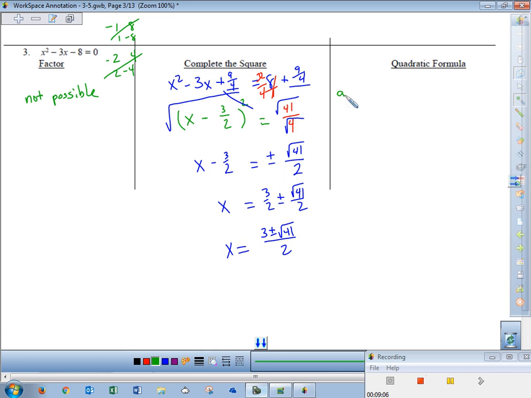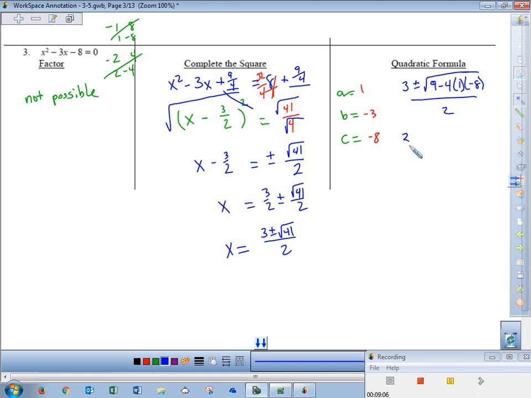So let's try the quadratic formula and realize that it's smooth in this situation. So A is 1, B is negative 3, and C is negative 8. And let's sub in. Opposite of B: 3 plus or minus square root of b squared, which is 9, not negative 9, minus 4 times a times c, all over 2 times a.